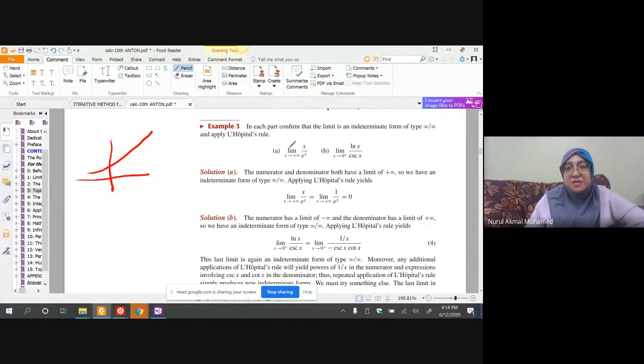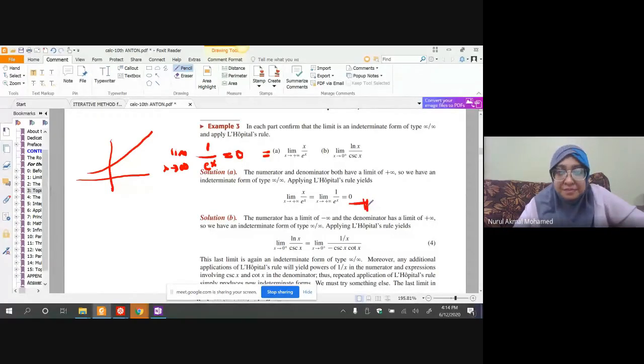Okay, so this one is equal to the limit x tends to infinity. Okay, you differentiate the numerator, it gives you 1. You differentiate the denominator, it gives you itself, which is e to the x. And then you substitute, it will give you 1 over infinity, which gives you 0. Okay, 1 over infinity, if you take the limit, it will give you 0. So the answer will be 0.